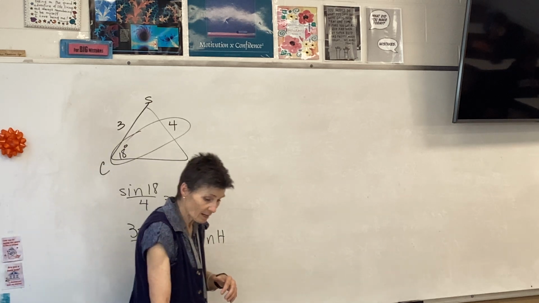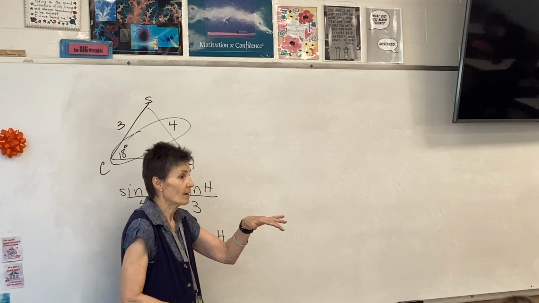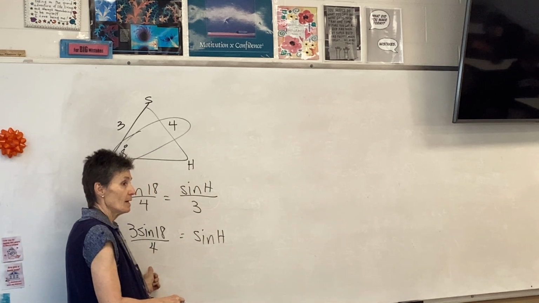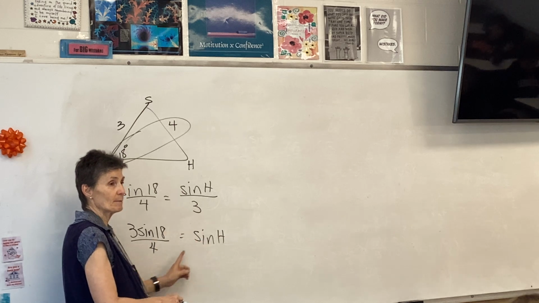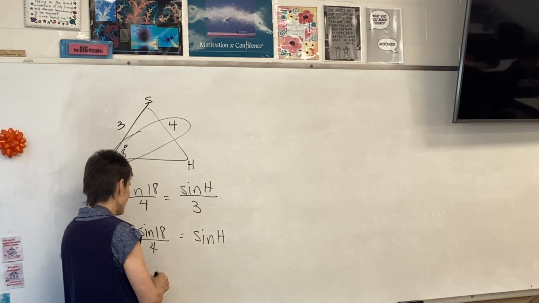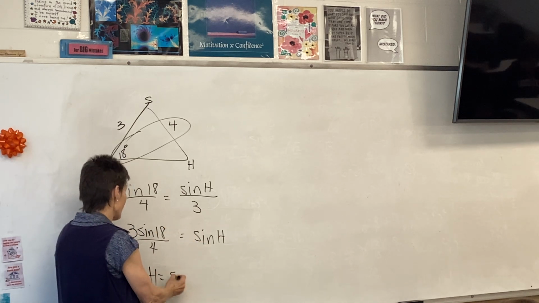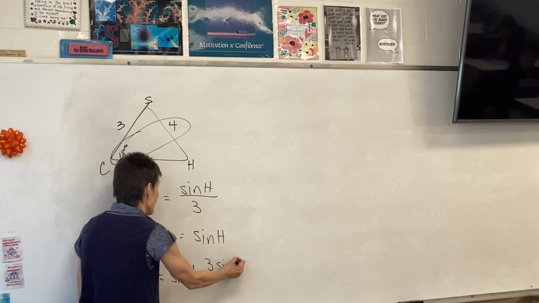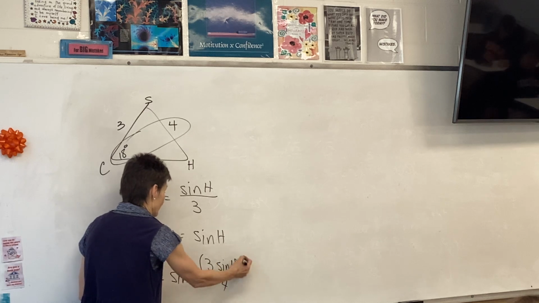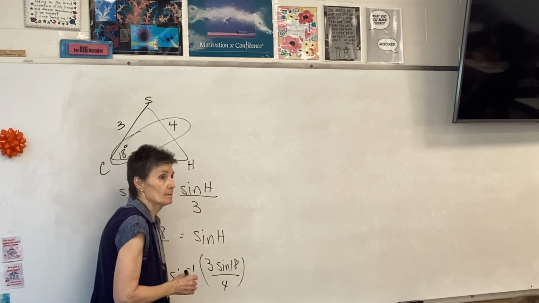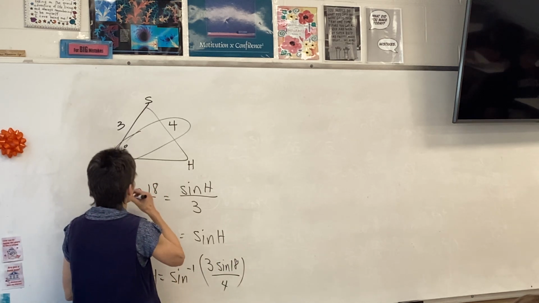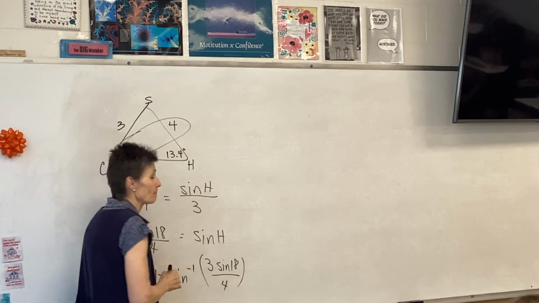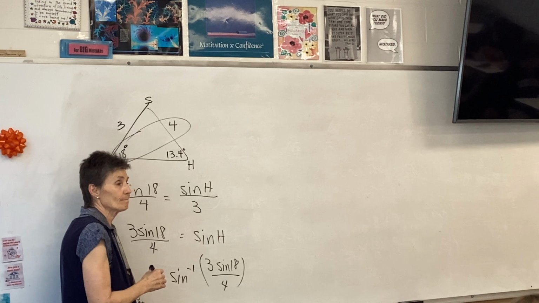So I'm going to go to my calculator. How do I type this in? What do I end up typing in? Inverse sine. That's right. So I'm going to type in inverse sine, this number. I got 13.4. So H is 13.4. Joe, is that what you got? That's what I got too.